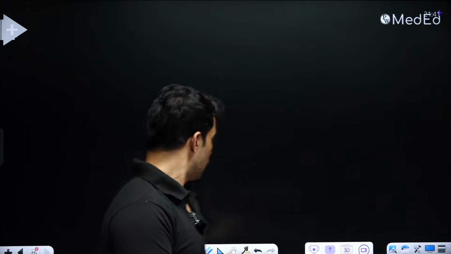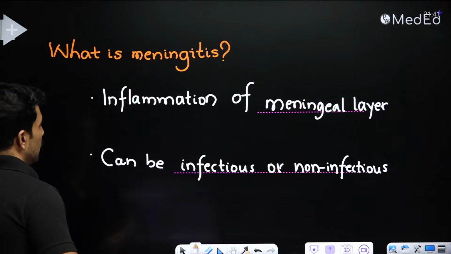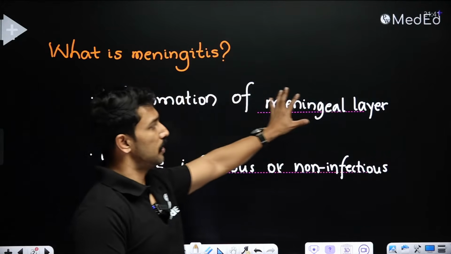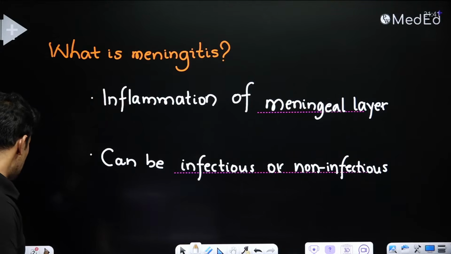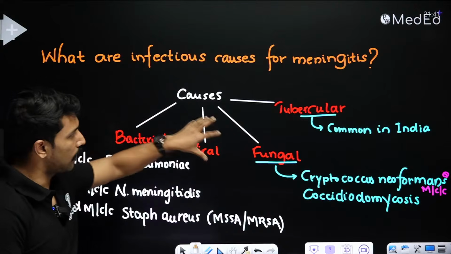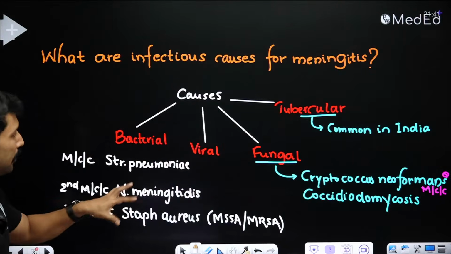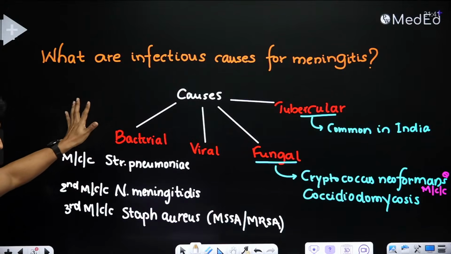Before I go into the management, let's quickly recap all the key points that we have discussed. So what is meningitis? Meningitis is inflammation of the meningeal layers. It could be infectious or non-infectious. Infectious carries high mortality. The infectious causes can be divided into bacterial, viral, fungal, and tubercular. Among them, the highest mortality is with the bacterial. This carries the worst prognosis.